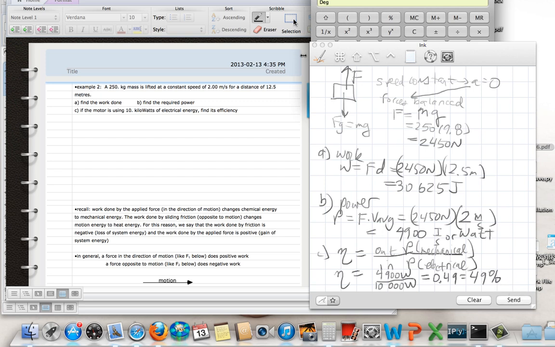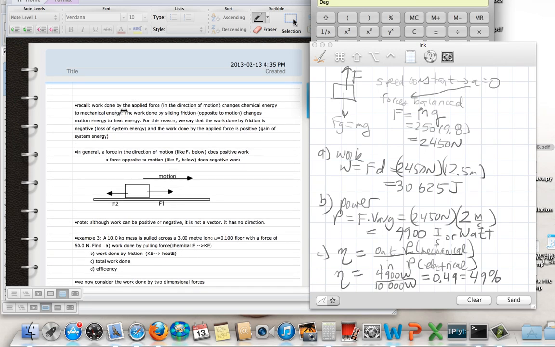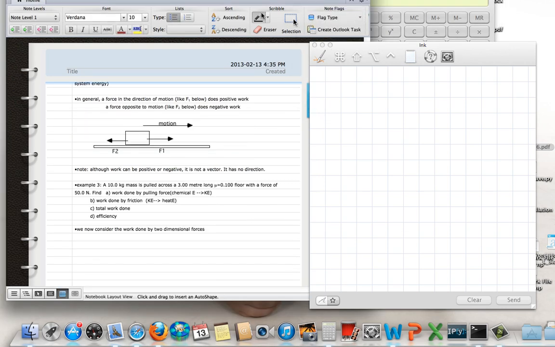Okay, so that's example 2. Next, direction. Well, work is a scalar quantity. It doesn't have any direction, but it can be positive or negative. And a force that's in the direction of the motion is going to speed the object up, and that's going to do positive work. So we say that positive work is done when a force is in the direction of motion. Okay, so a force in the direction of motion does positive work.